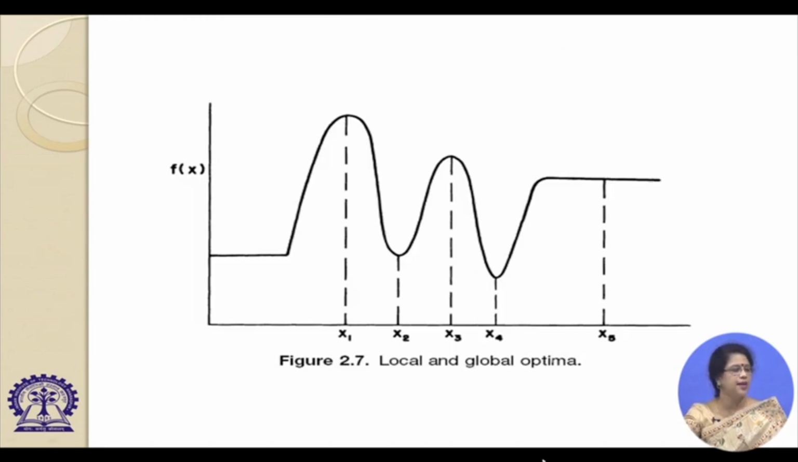Now you see, this is another function of a single variable. How many modes are there? At x1 there is a mode, at x2 there is a mode for the minimum, x3 is a maximum, x4 is a minimum. There are several modes. If I ask you to find the optimal solution for this, then if you use your common sense, what should be the case?